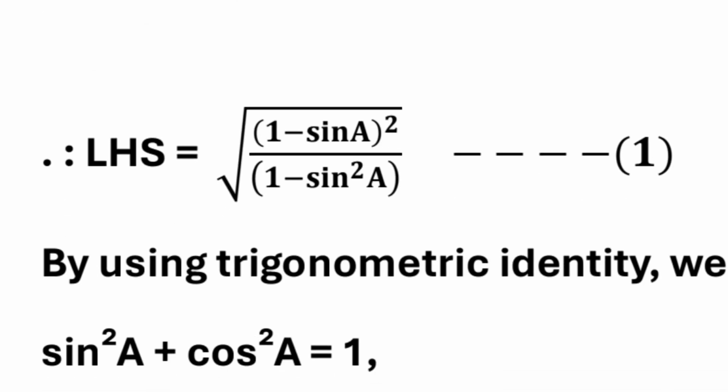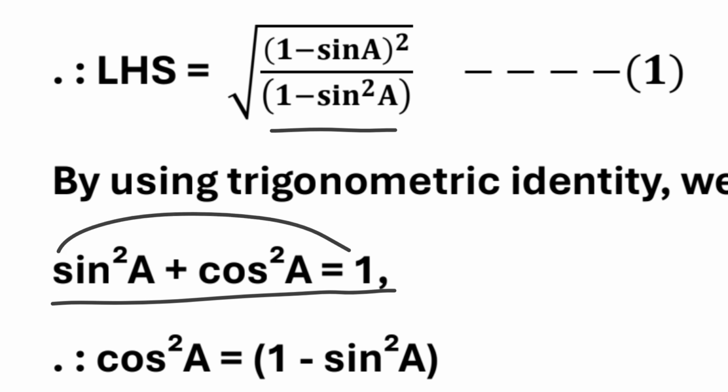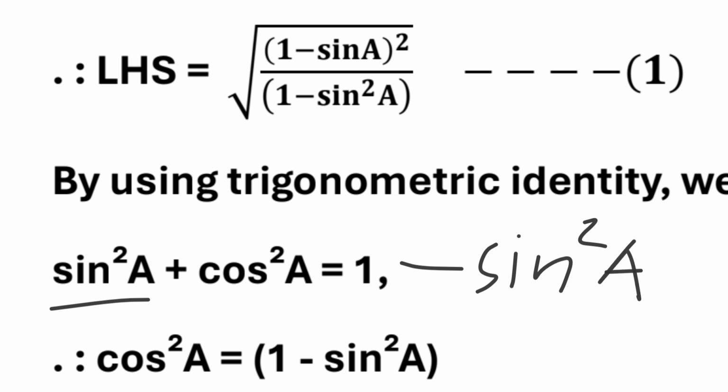Next, here we use the trigonometric identity, that is sin square A plus cos square A is equal to 1. Now the denominator is 1 minus sin square A. So we convert this trigonometric identity into 1 minus sin square A. Therefore, we take this sin square A to the right side, and it becomes minus sin square A. Means cos square A is equal to 1 minus sin square A.